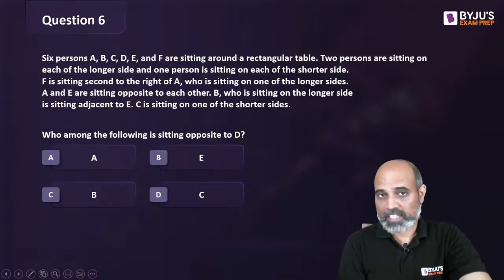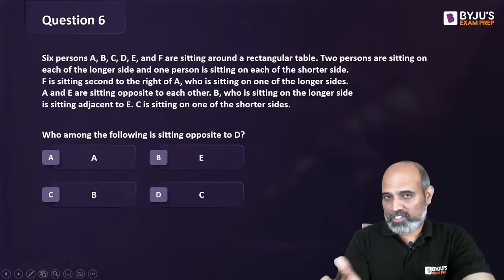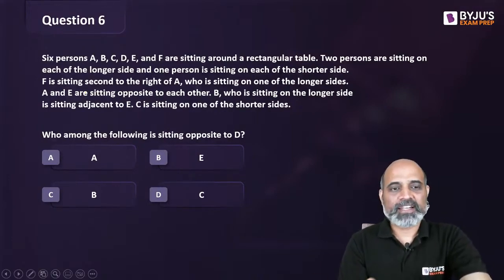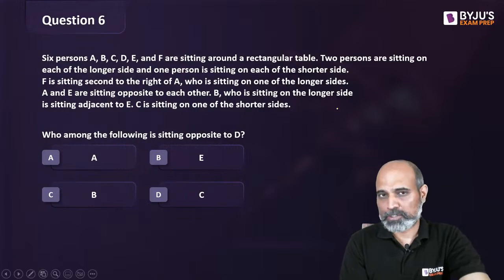The longer and shorter sides are going to be different, right? Now, 2 people are seated on each of the longer sides, 1 person is sitting on each of the shorter sides, and so on and so forth. There are 6 people that have to be seated, right? And who among the following is sitting opposite to D?